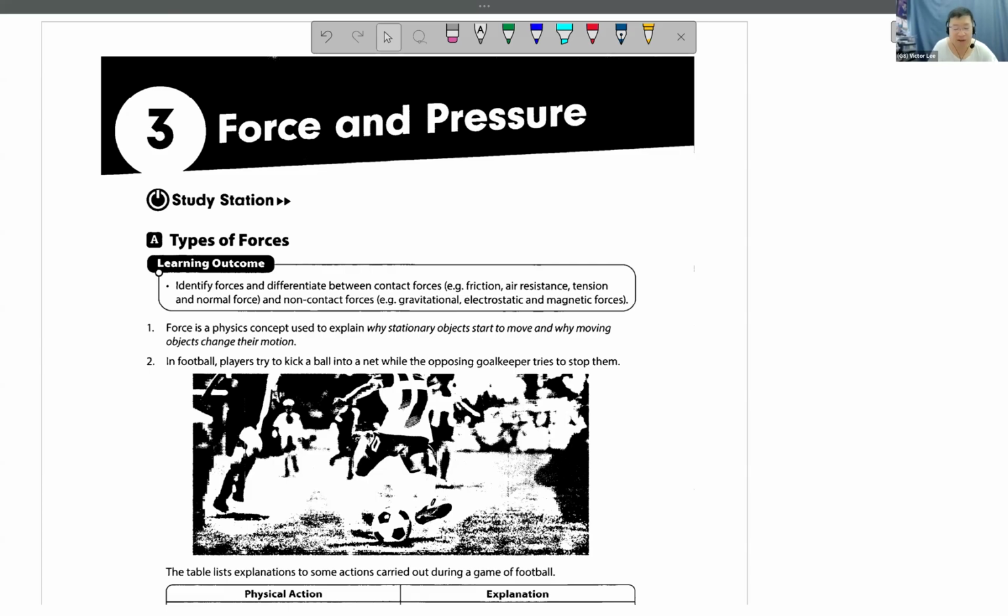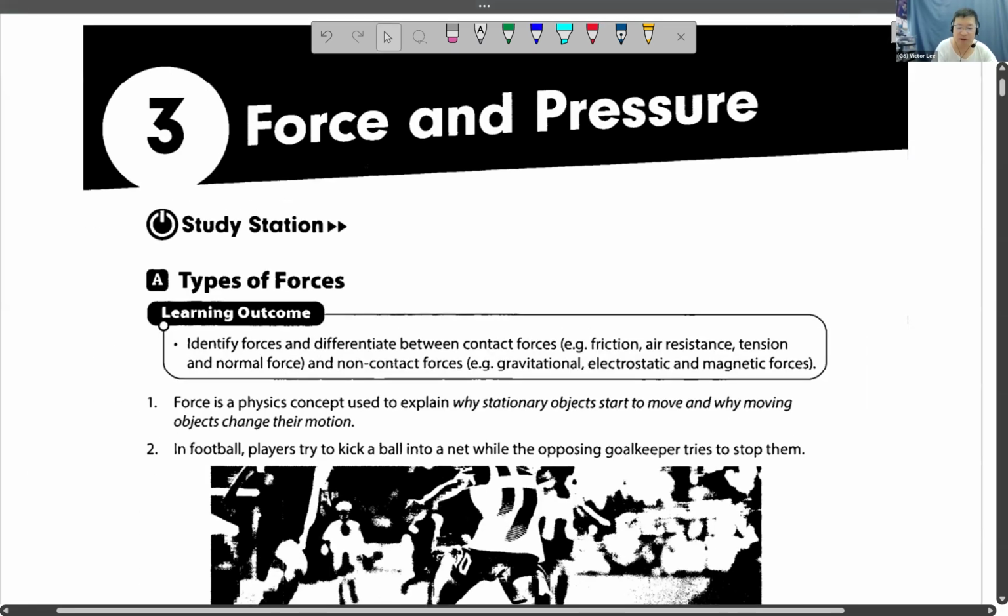Okay, ready? So this is a chapter on force and pressure. Some of this you learned in Sec 2, but don't worry, I'll still go through it again.